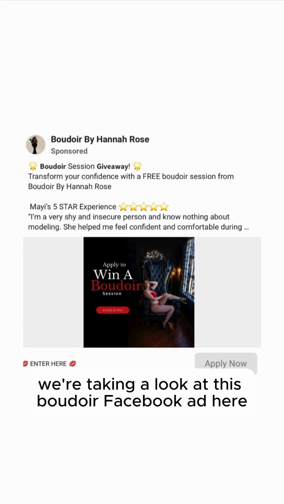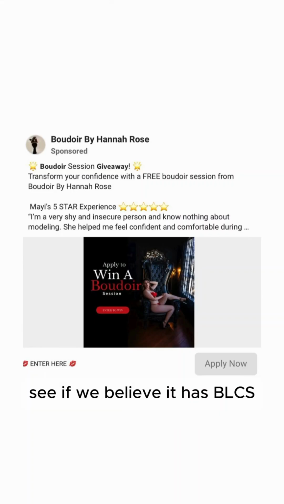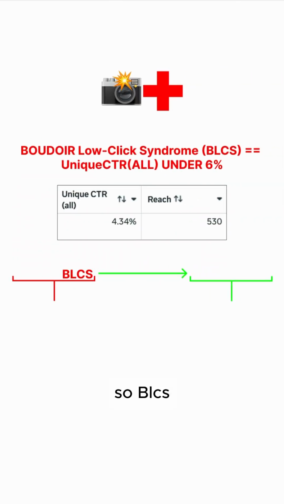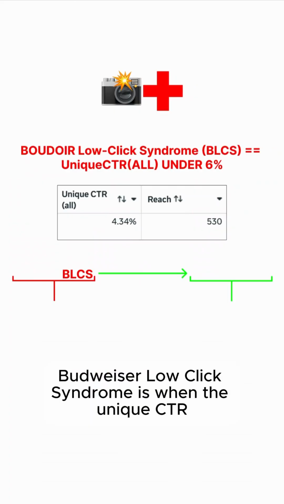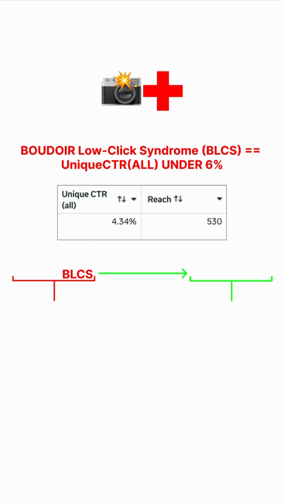All right, y'all, we're taking a look at this Boudoir Facebook ad here. Going to take a look at it, diagnose it, see if we believe it has BLCS, aka Boudoir low click syndrome. So BLCS, Boudoir low click syndrome, is when the unique CTR of our Boudoir Facebook ad is under 6%.